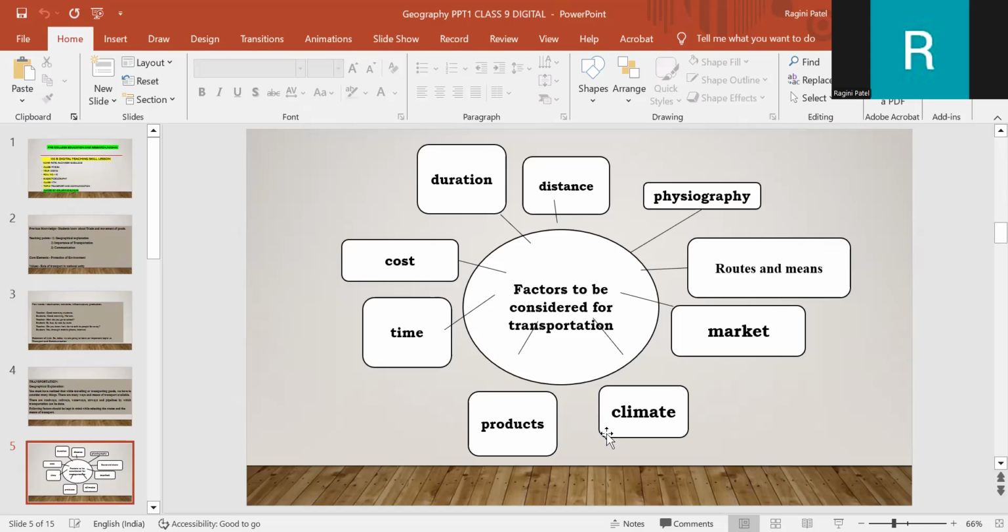Students, transportation does not depend on only one factor. We must consider geography, climate, distance and duration, cost and time, type of product, market availability. For example, railways are suitable for long distance and heavy goods, while roadways are useful for short distance.